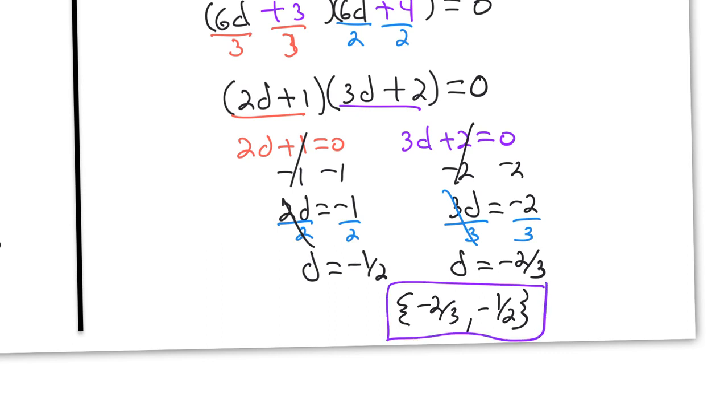Alright guys, so this concludes my video solving quadratic equations by factoring. You guys have a quadratic trinomial.